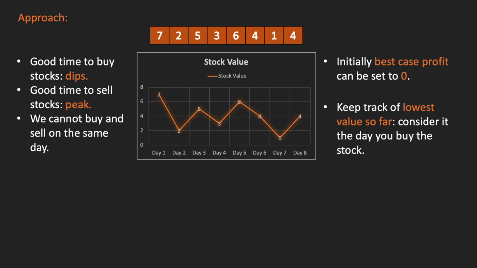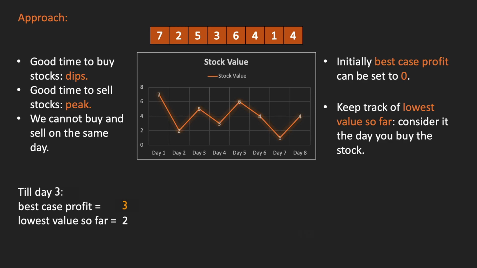Let's talk about selling the stocks. We can see till day 2, we know that the lowest value so far would be 2 only and the best case profit was 0. So what if we sell the stock on day 3? We would make a profit of 5 minus 2, that is 3, which is higher than the initial value of 0. So we can update best case profit to 3.